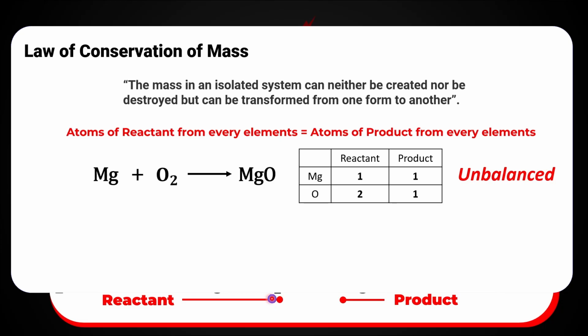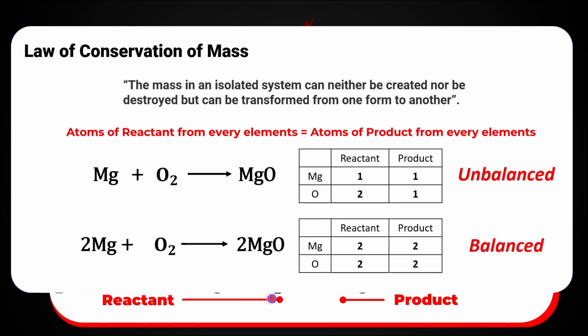Okay. Let's balance the chemical equation for the reaction of magnesium burnt in air to form magnesium oxide. On the reactant side, we have one atom of magnesium and two atoms of oxygen. On the product side, we have one atom of magnesium and one atom of oxygen. It means the equation is unbalanced because we don't have the same number of atoms of each element on both sides of the equation. To equalize the number of atoms on both sides, I will multiply magnesium by 2 and then multiply magnesium oxide by 2. And then we get our balanced chemical equation.